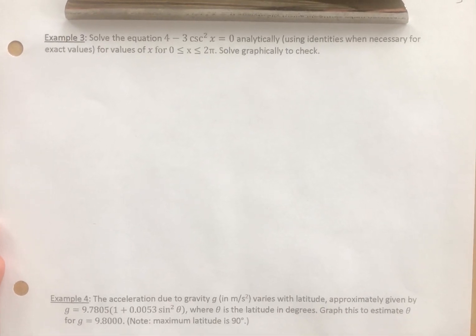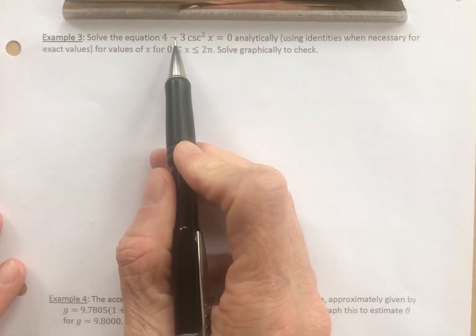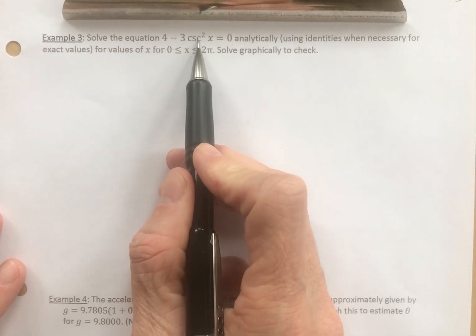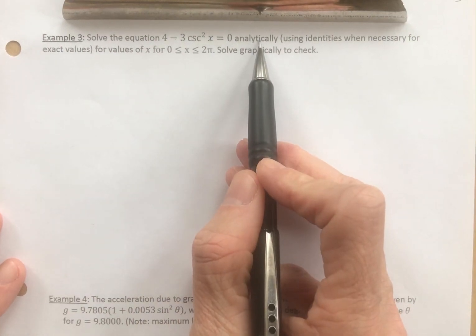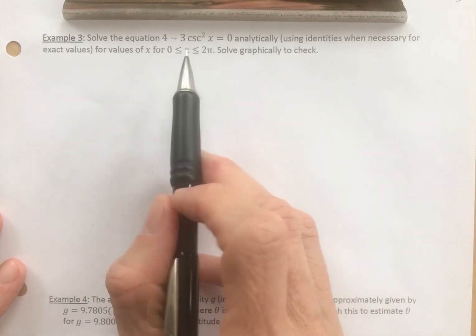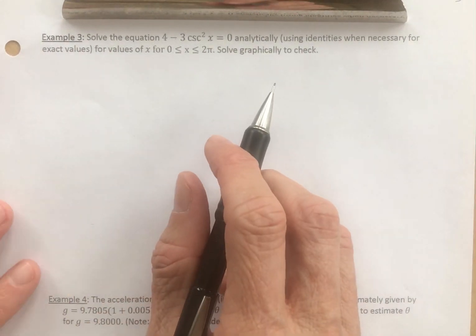I think I'm good. Okay, solve the equation 4 minus 3 times the cosecant of x squared equals 0. We're going to solve it analytically or algebraically. We want to again be between 0 and 2 pi, and we'll solve it graphically to check.